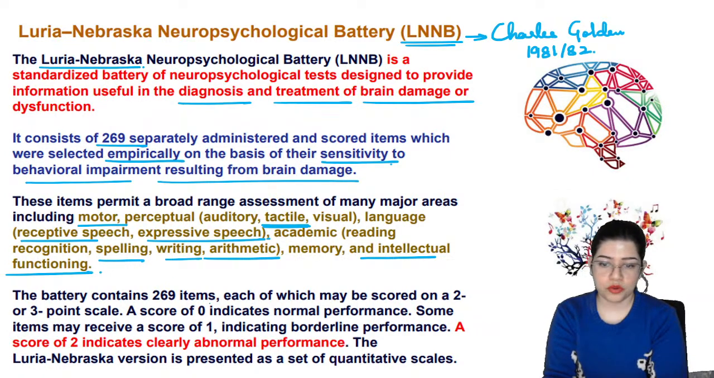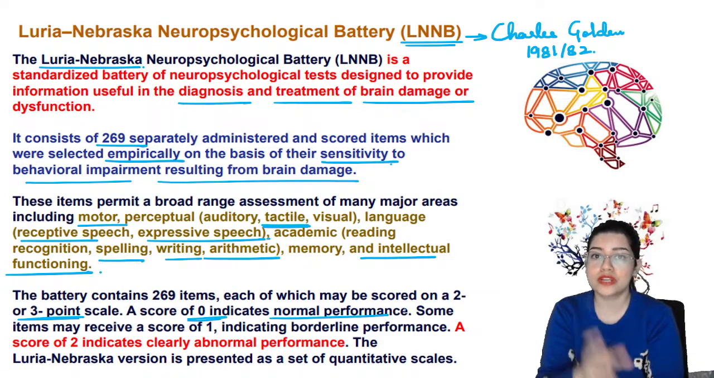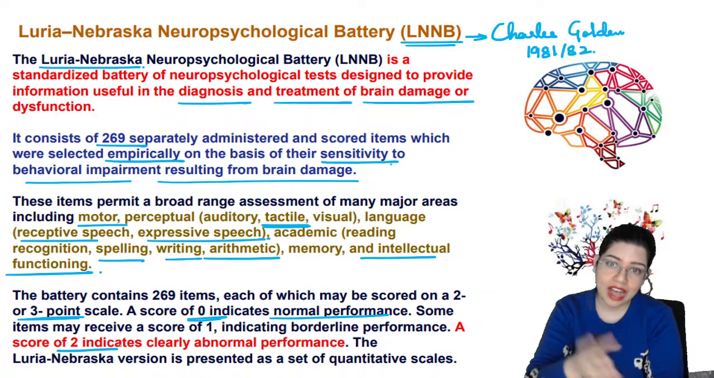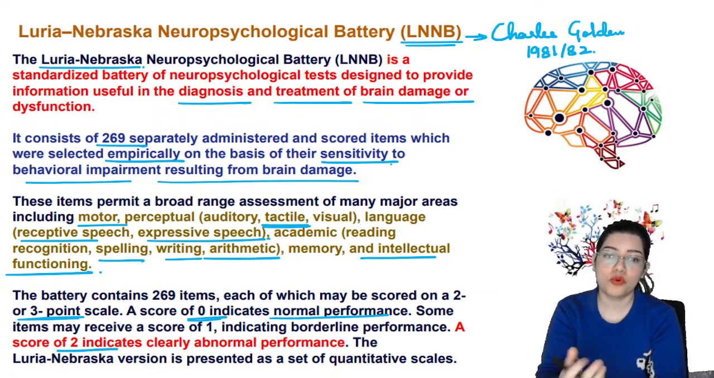Okay, now here it is very important to know that each item is measured on a 2 to 3 point scale. A score of 0 on the item indicates normality. A score of 1 or 2 indicates abnormality. So the higher the score on the test, the greater the abnormality. Got it? The lower the score, the lesser the abnormality, and the higher the score, the more the abnormality. Very important to understand here.